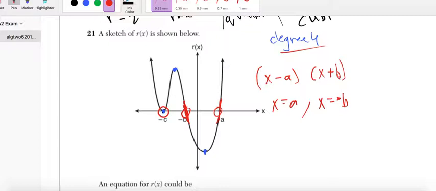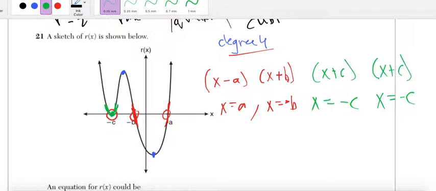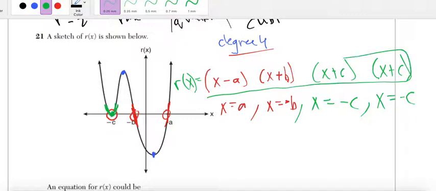Now at negative c, which I'll do in green, it doesn't go through it, it has a turning point there. That means that it has that root twice. So if x equals negative c occurs twice, that means we're going to have x plus c twice. Because if x plus c equals 0, we subtract c on both sides to get x equals negative c. So these are our roots, and this is what our factorization should be, right?